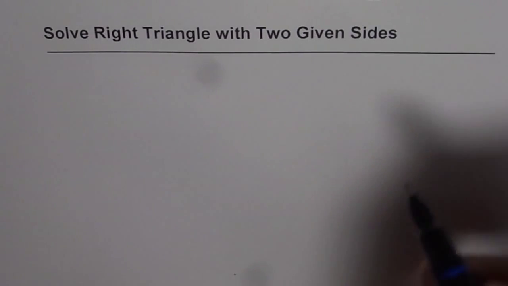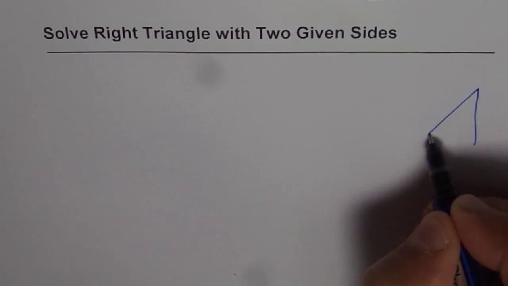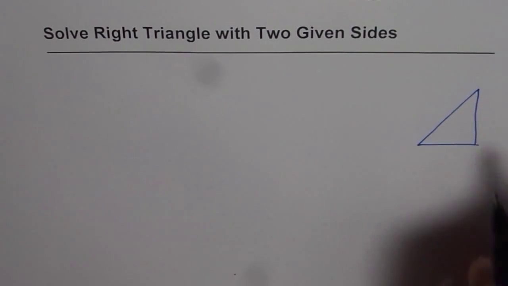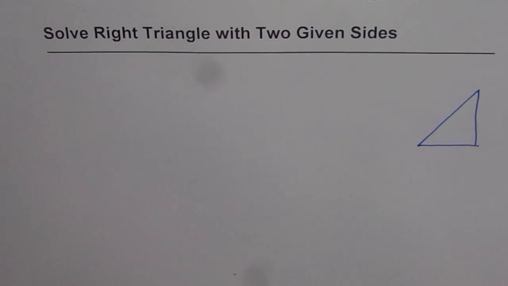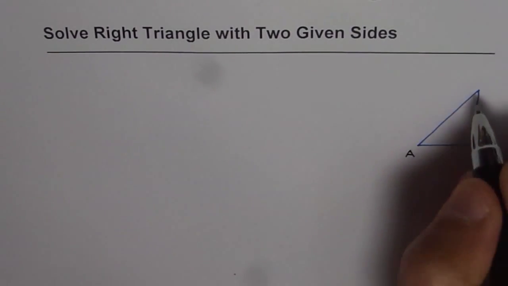I'm Anil Kumar, and in this video we will understand how to solve a right triangle with two given sides. I'll try to cover all possible cases. Let us consider a triangle like this, and let us say that the vertices of the triangle are A, B, and C.